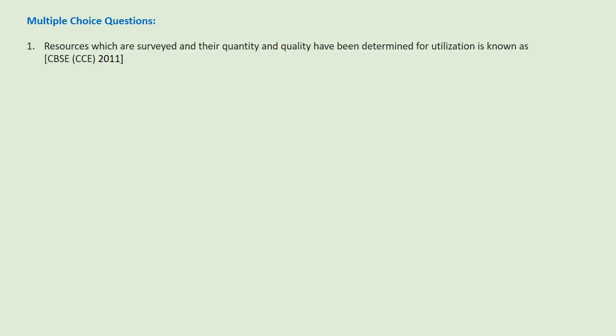Multiple choice questions. Question 1. Resources which are surveyed and their quantity and quality have been determined for utilization is known as A. Potential resources, B. Stock, C. Developed resources, D. Reserves. Option C is the right answer. Resources which are surveyed and their quantity and quality which have been determined for utilization is known as developed resources.